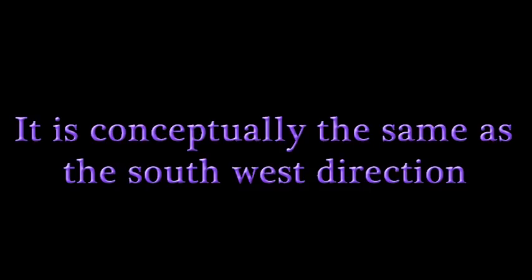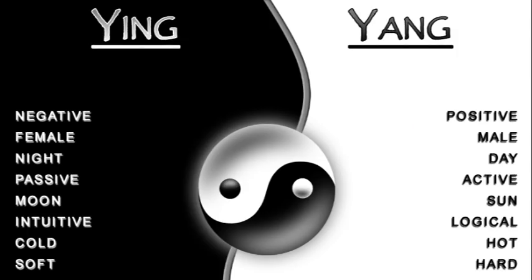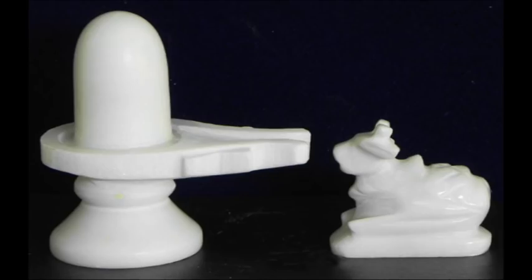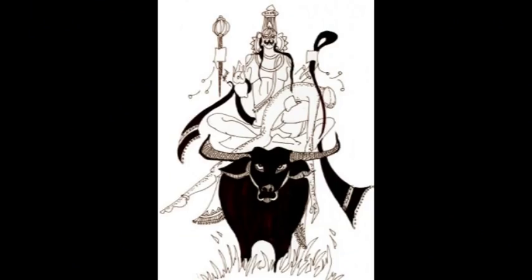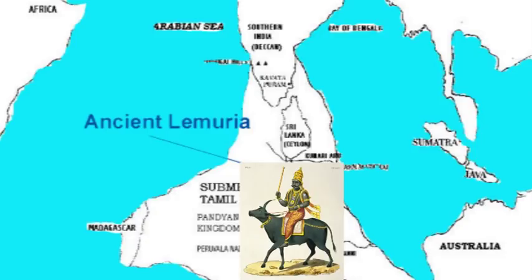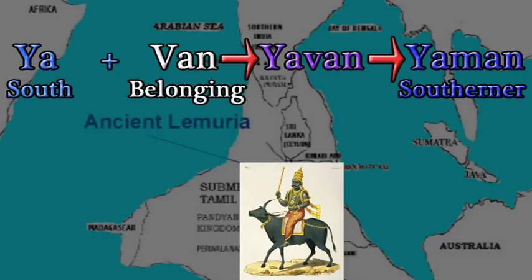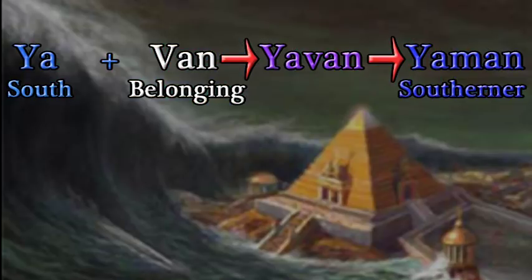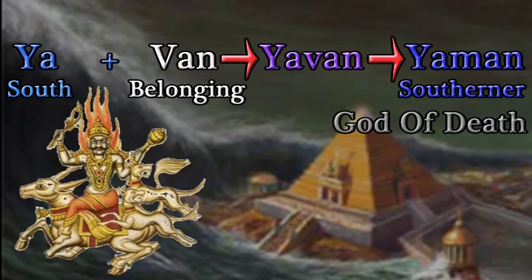It is conceptually the same as the southwest direction. As humanity submerged in the deluge, this is the direction of death and hence called after Yama, the god of death. As Shiva advanced duality concept and as he is seen as the god of creation through Shivalingam, he was also modeled as the god of death as Yama. Shiva lived in Kumari continent about 20,000 years ago. Ya means south, and as Shiva lived south of Lanka, he was called Yaman, meaning southern man. As deluge happened in the south, the southern man, Yaman, was named the god of death.